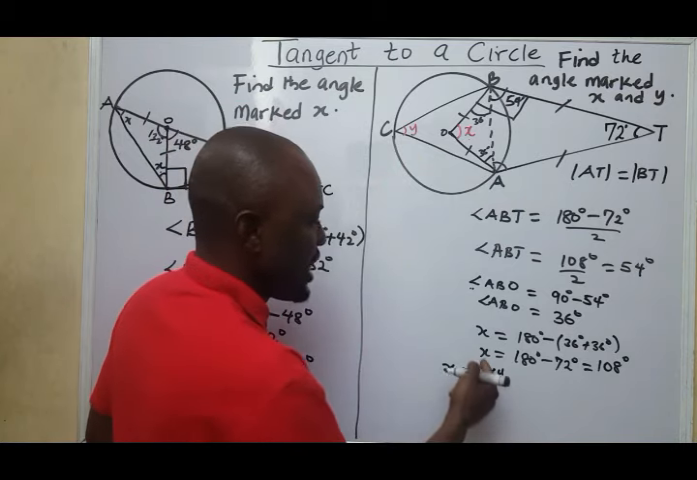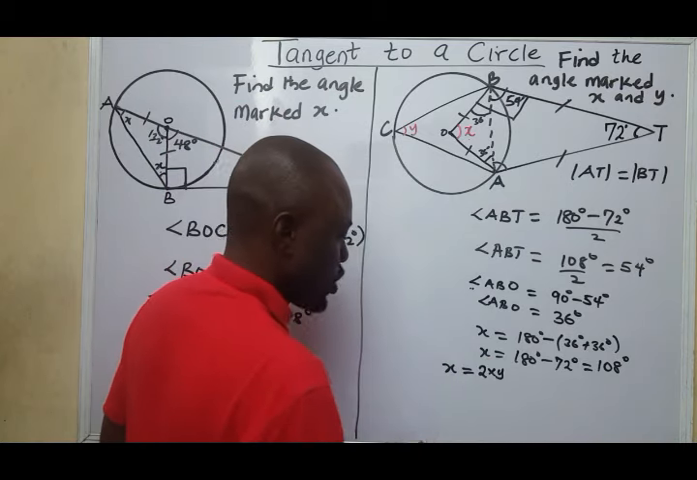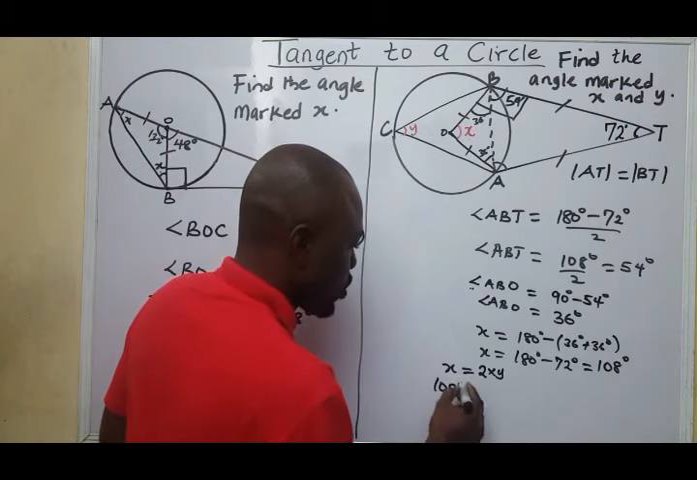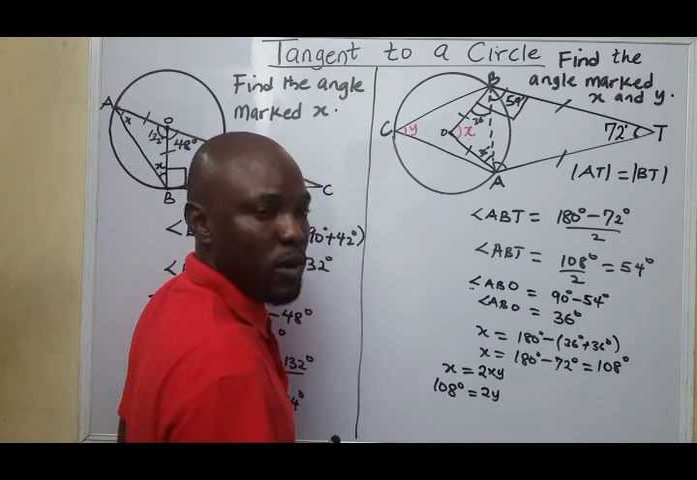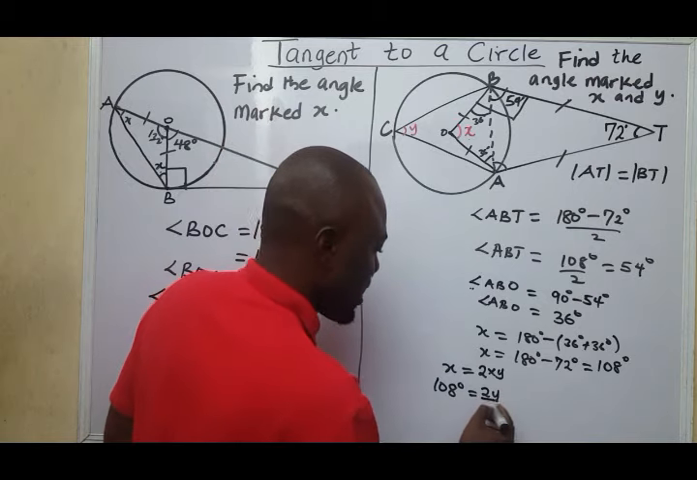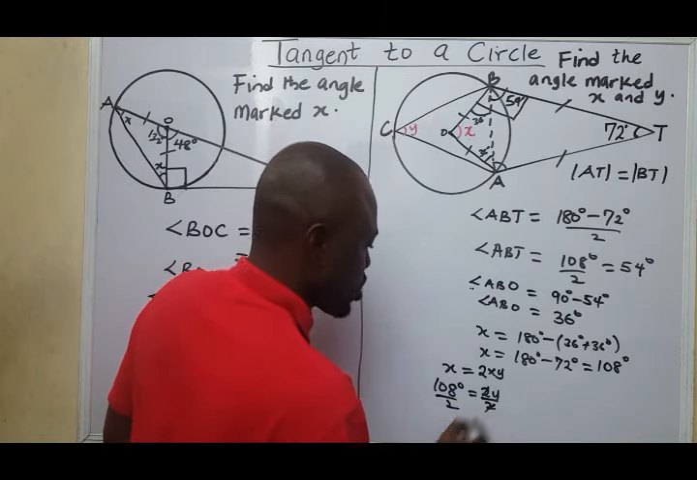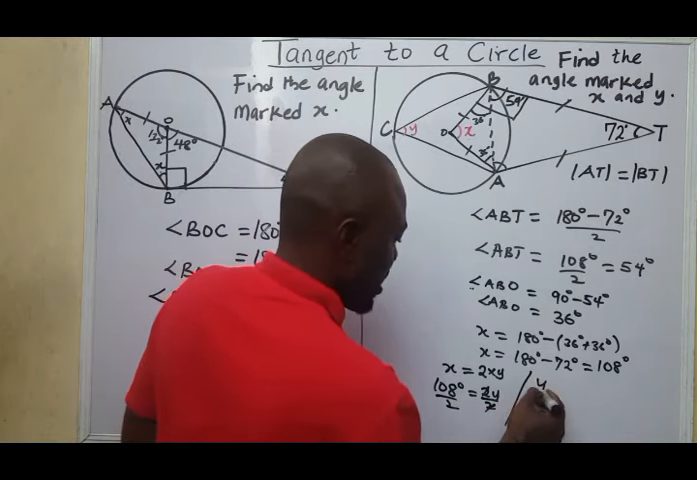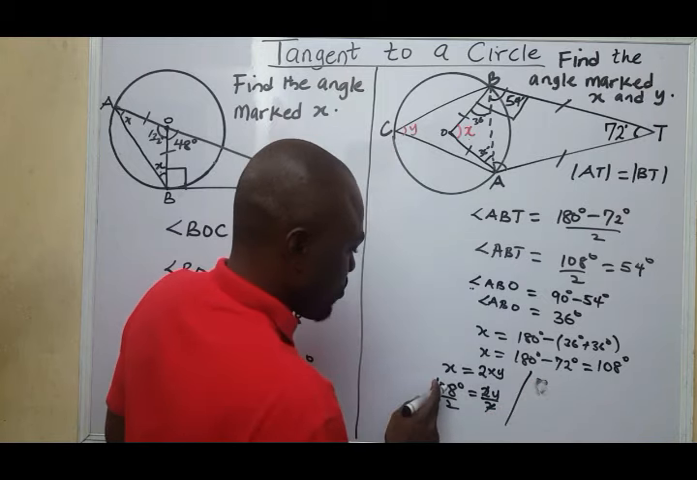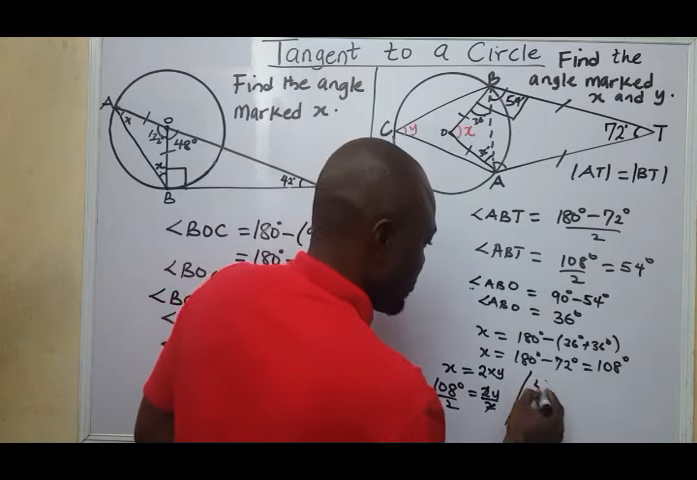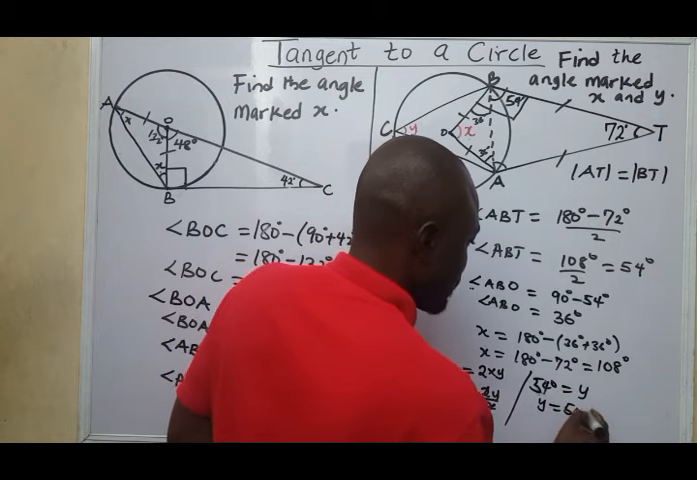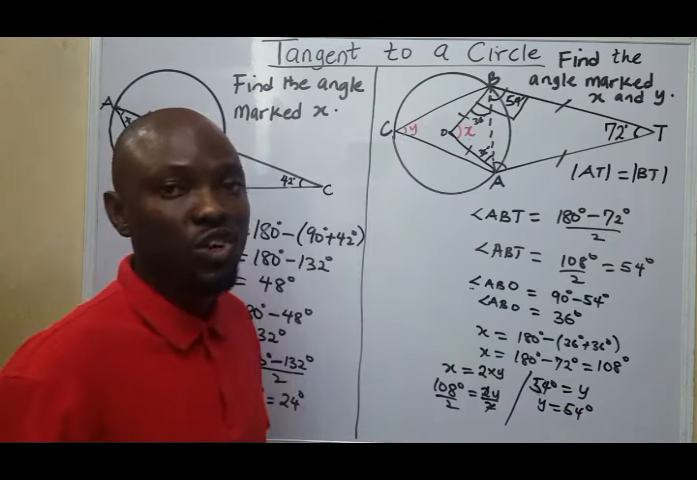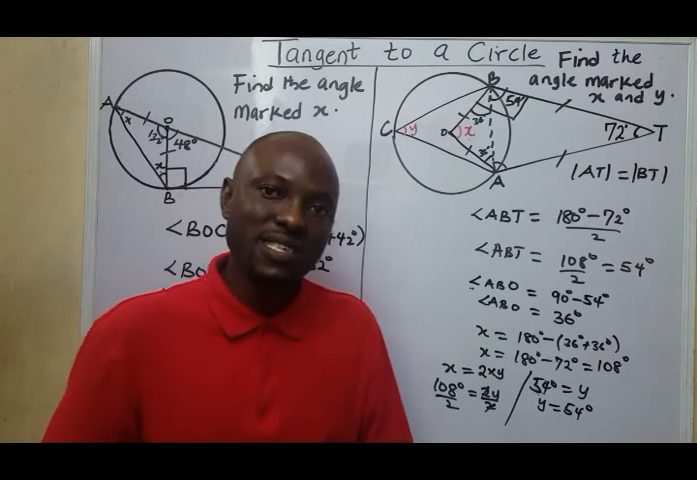So therefore, if the angle at the center is 108, I'm going to plug in 108 degrees equals 2Y. Now to get the angle at the circumference, which is Y, I'm going to divide both sides by 2. So therefore, 108 divided by 2 will give me 54 degrees equals Y. So Y is 54 degrees. So this is how to solve problems on tangents to a circle.